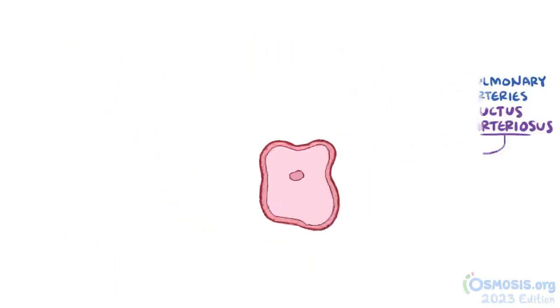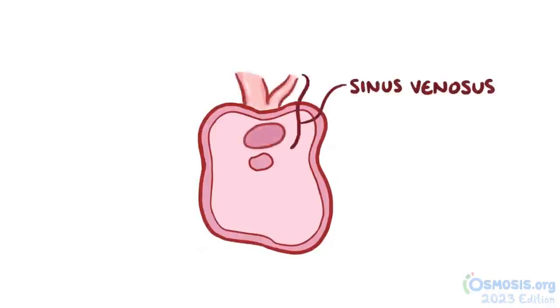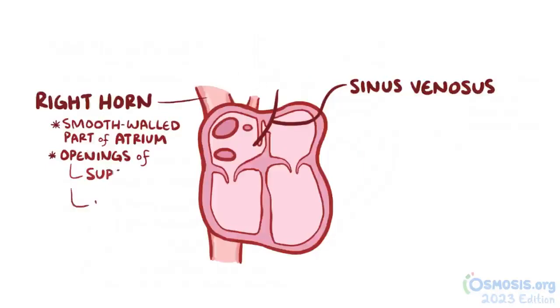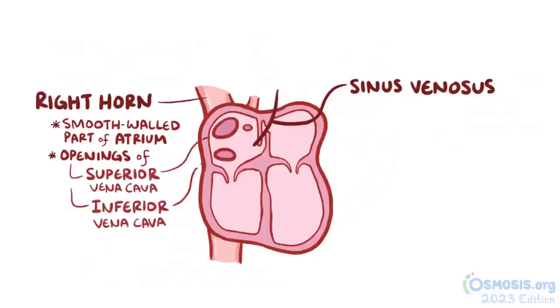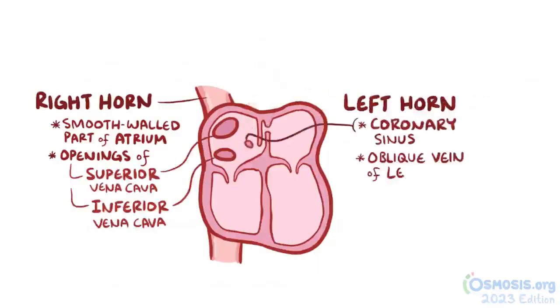Now, rewinding just a tad and looking at our primitive inside of the heart again, we can't forget about the other venous side of the heart, or the sinus venosus, which initially opens in the center of the primitive atrium. Over time, the sinus venosus becomes asymmetric. It shifts over to the right, with the right sinus horn becoming the smooth-walled part of the right atrium, as well as the openings for the superior and inferior vena cavas. Meanwhile, the left sinus horn shrinks and persists only as the coronary sinus and the oblique vein of the left atrium.